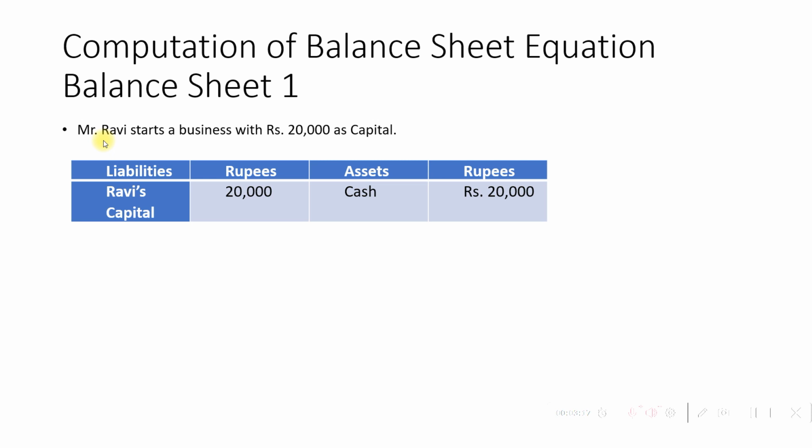In this transaction, Mr. Ravi starts a business with rupees 20,000 as capital. Ravi's capital is basically rupees 20,000, which is the owner's equity or capital, or we merely put it as Ravi's capital, rupees 20,000. And what is the asset? Ravi has given 20,000 to the firm, and the firm now has cash of rupees 20,000. That is basically an asset for the firm.